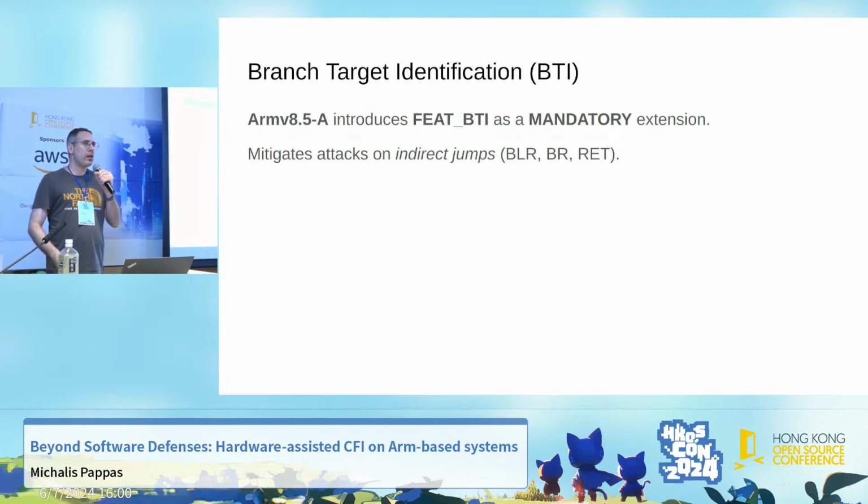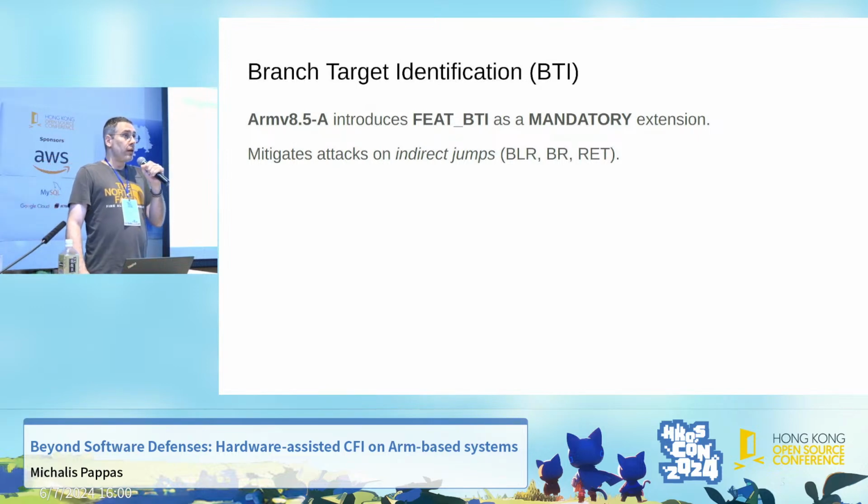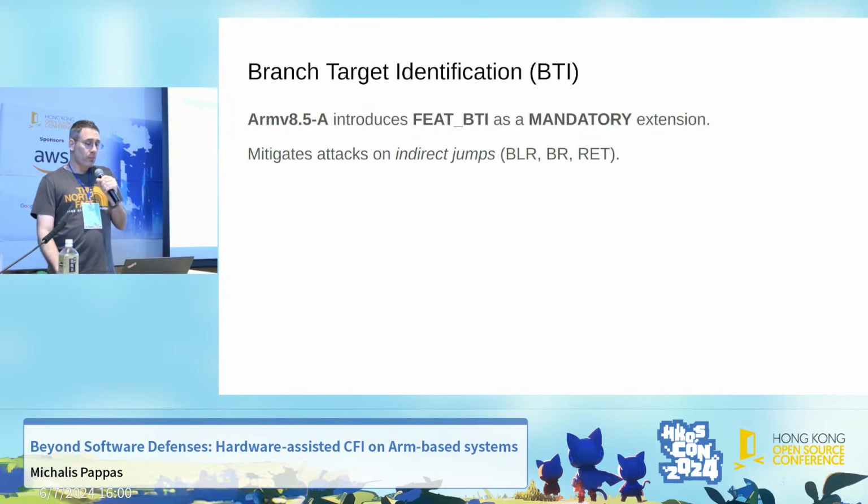BTI is again a control flow integrity measure. It's a little bit different than pointer authentication. BTI is also a mandatory feature, which means that from some point on, it will be available on every processor. And it mitigates against indirect jumps. What is an indirect jump?